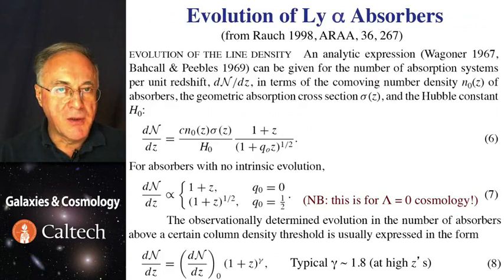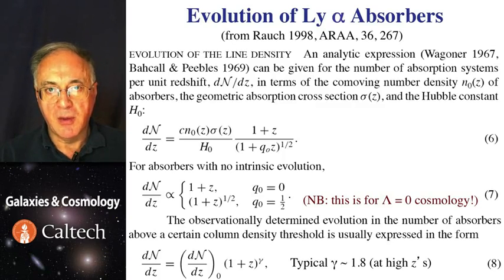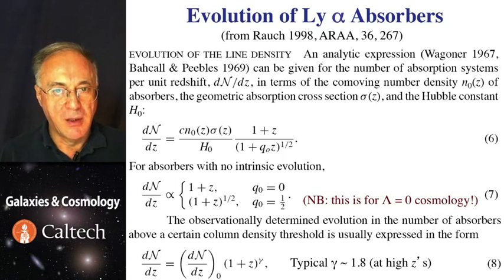Using simple Friedmann models, you can derive formulae that will correspond to the number per unit redshift interval as a function of redshift, as a function of cosmological parameters. And here I'm giving you a formula for models with no cosmological constant, although those can be computed as well. And it turns out that also at high redshifts, the number increases as a power law of the stretch factor, 1 plus z to the 1.8 power. But this does not apply to all redshifts.